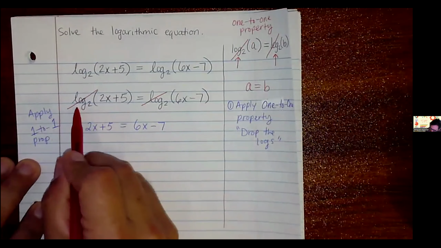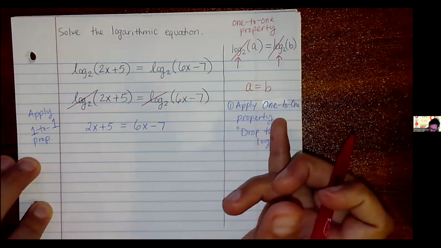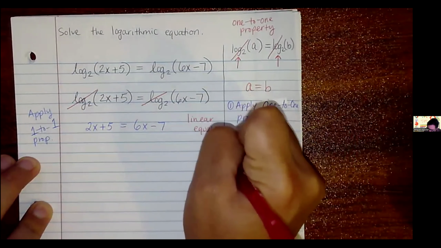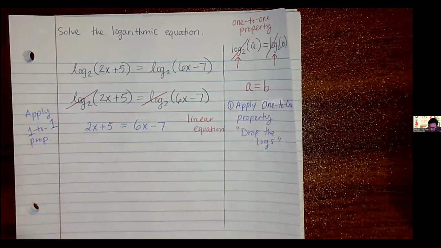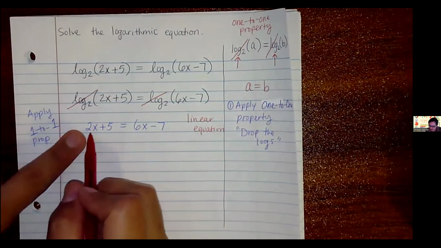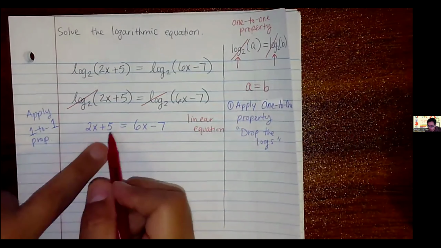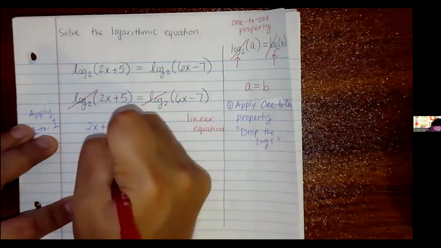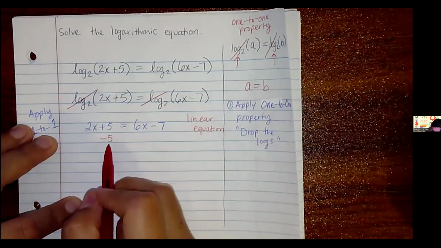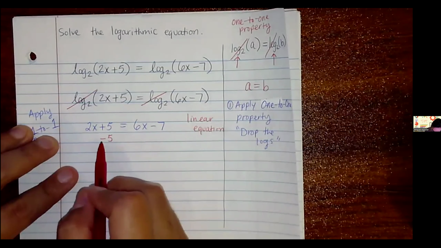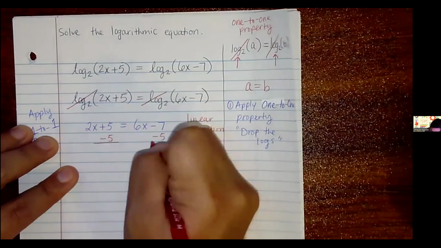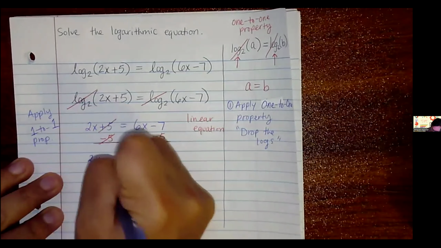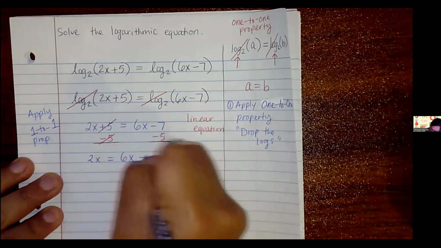So now when we drop the logs here using the one-to-one property, then this is just a linear equation. And so we just need to get x by itself. I like to have my x's on the left and move my numbers to the right. If you don't prefer that, you can handle this however you want. But it's my video lecture. I'm going to go ahead and subtract 5 from both sides to take care of the constant. So -5 and +5 cancel out. I get 2x is equal to 6x minus 12.